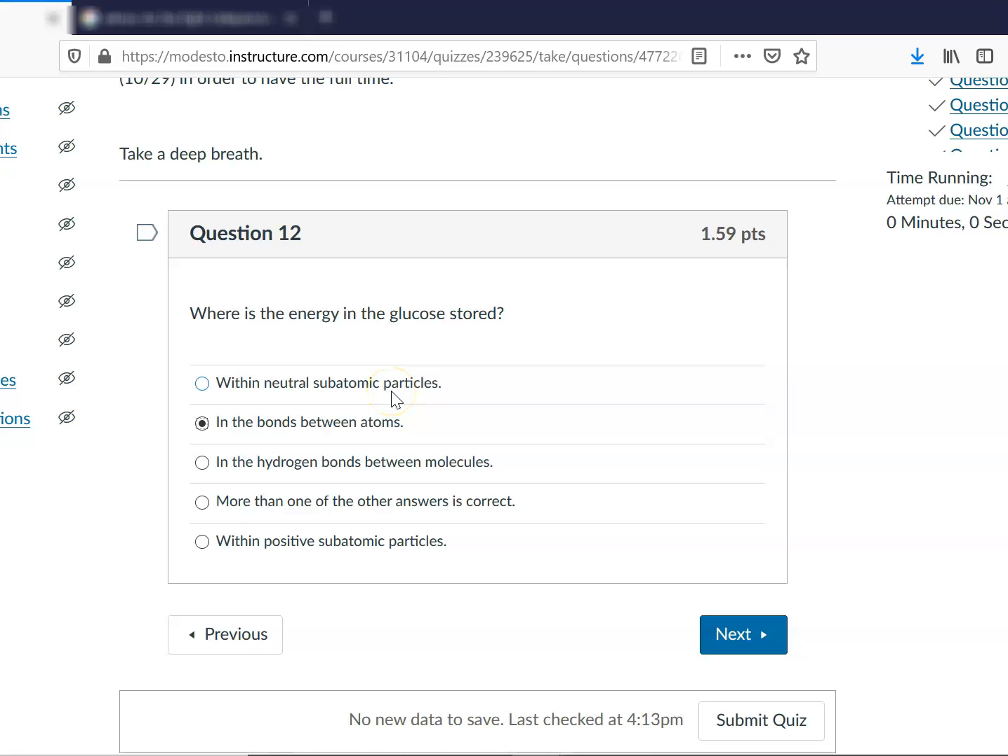No, who would put energy in neutrons? That doesn't make sense. The hydrogen bonds between molecules, that's almost an okay answer, but there isn't very much hydrogen bonding happening within one molecule of glucose. Within the protons, no. It's in the bonds between atoms. That's where the energy is actually stored.